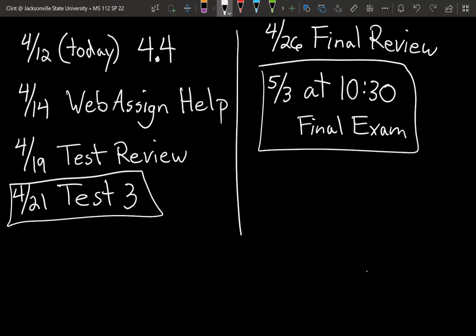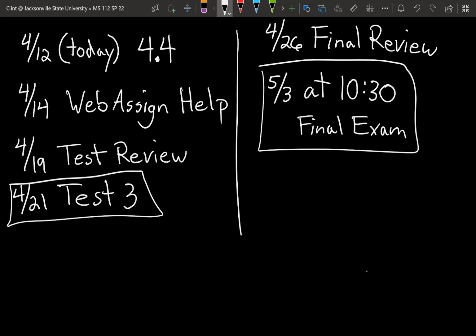Test next Thursday. It'll be test 3. And also, if you know you're not going to take the final, then on this last Tuesday of class, there's nothing for you to do. Questions on anything from the schedule? Good with all that?